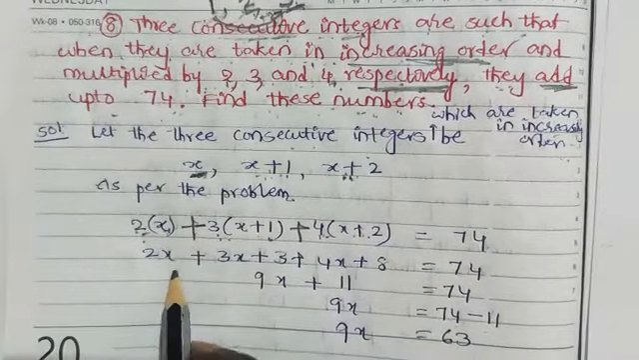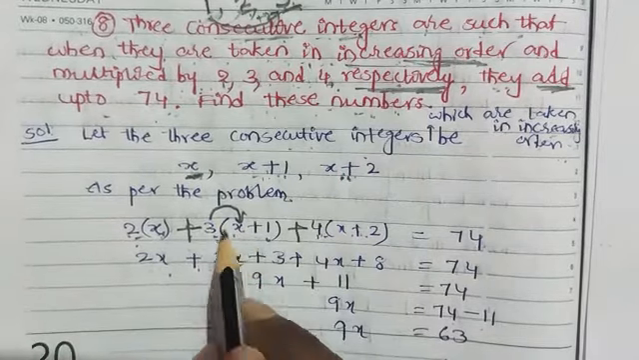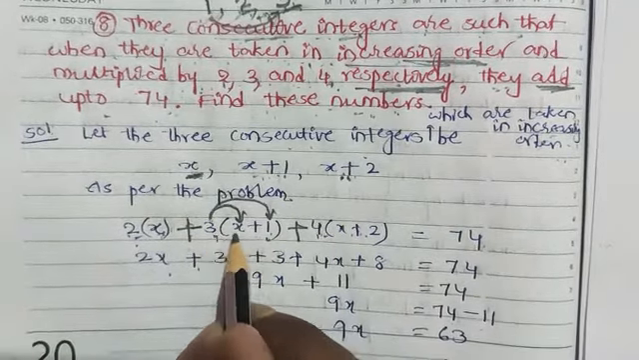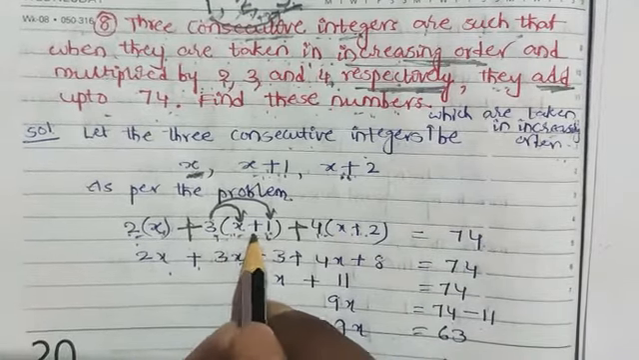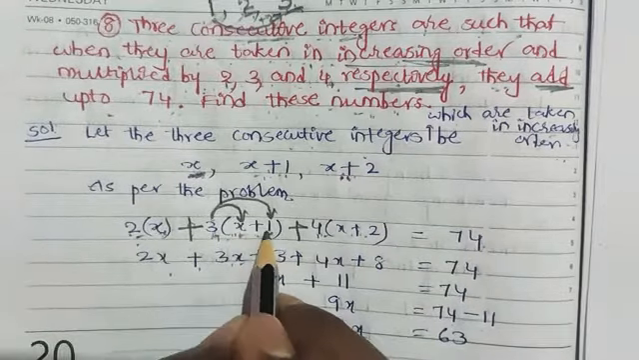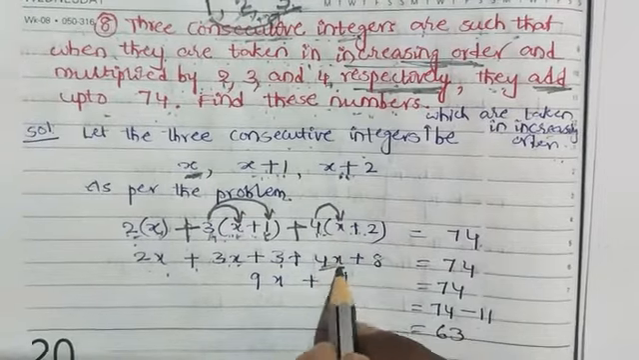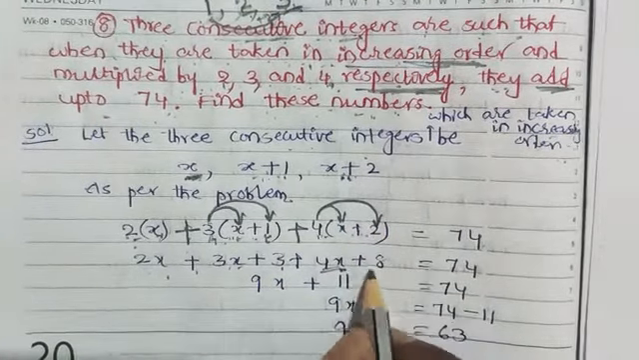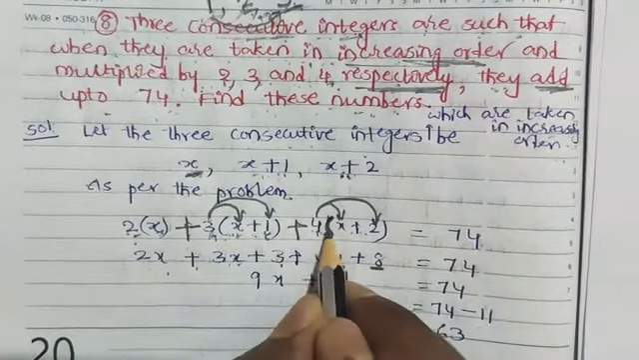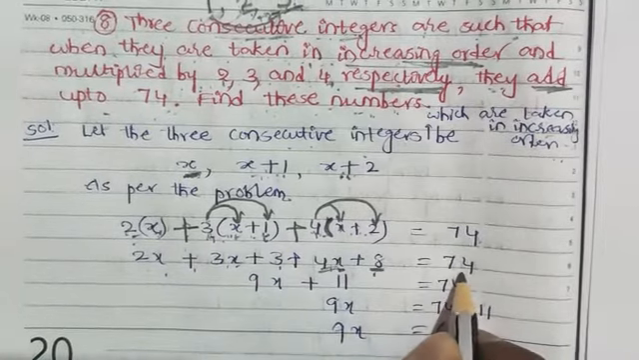2 into x is 2x, plus 3 into x plus 1. All the terms inside the bracket are multiplied with the 3. 3 into x is 3x, 3 into 1 is 3. Next, plus 4 into x plus 2. The bracket is nothing but multiplication. 4 into x is 4x, 4 into 2 is 8. That is equal to 74.